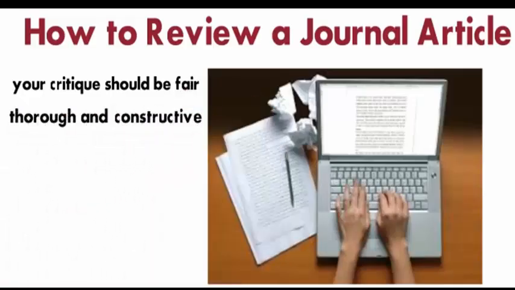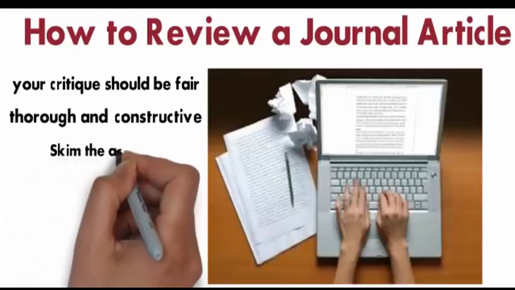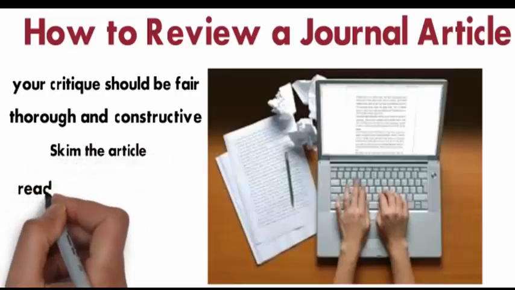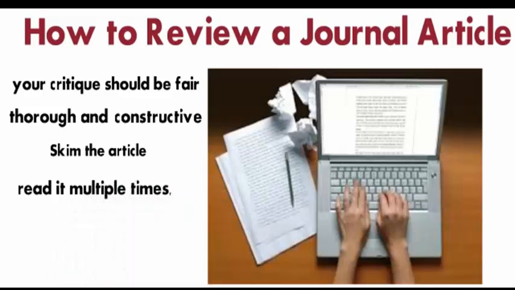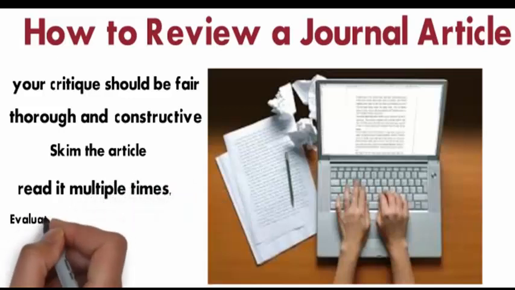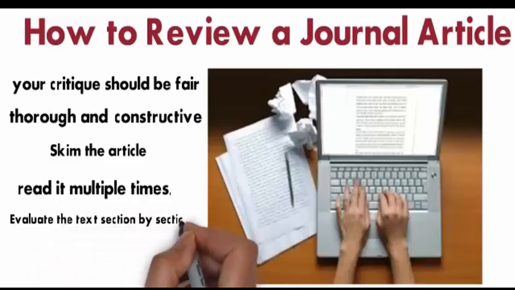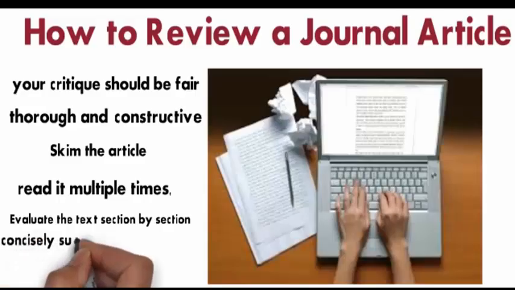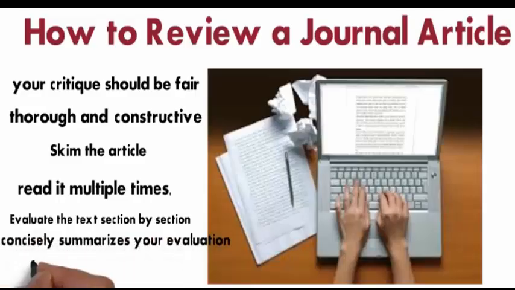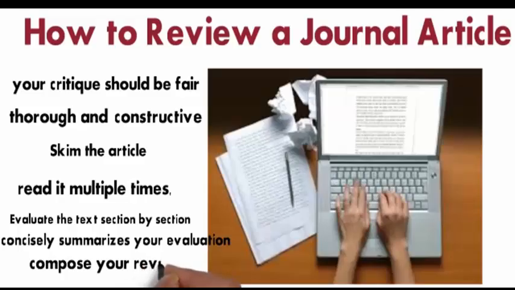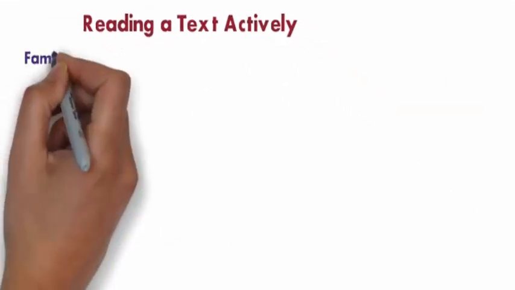constructive. Skim the article to get a feel for its organization, read it multiple times, and jot down notes and comments during the process. Evaluate the text section by section, and assess how well each component fulfills its purpose. Come up with a thesis that concisely summarizes your evaluation, compose your review, and include specific examples that back up your claim. Part 1. Reading a text actively.